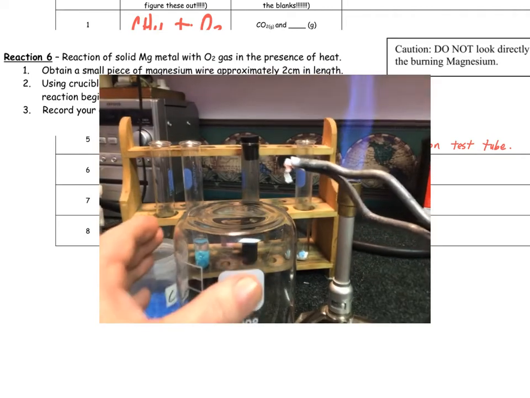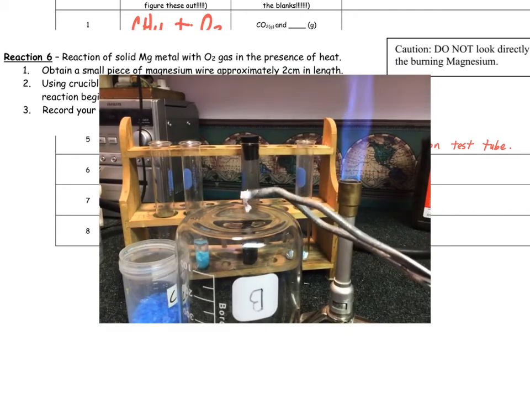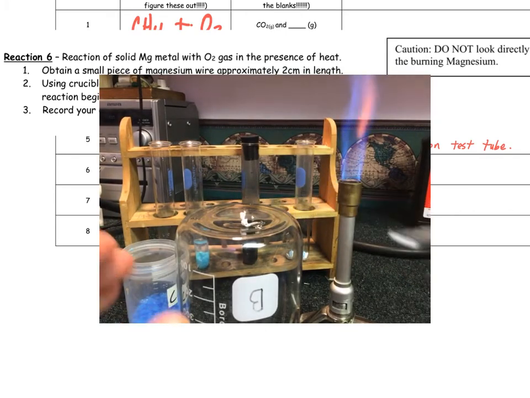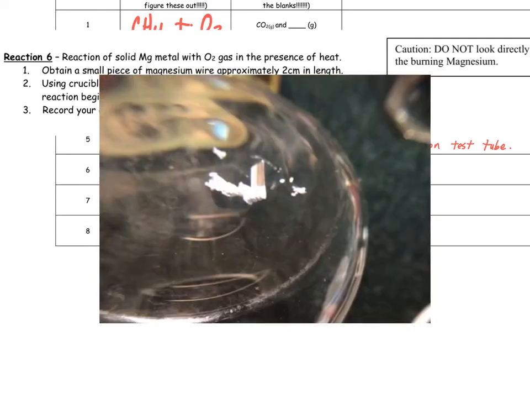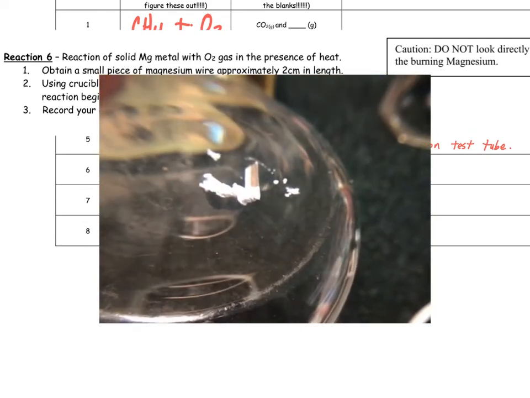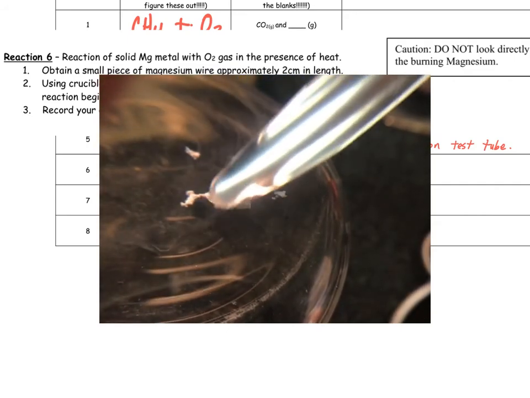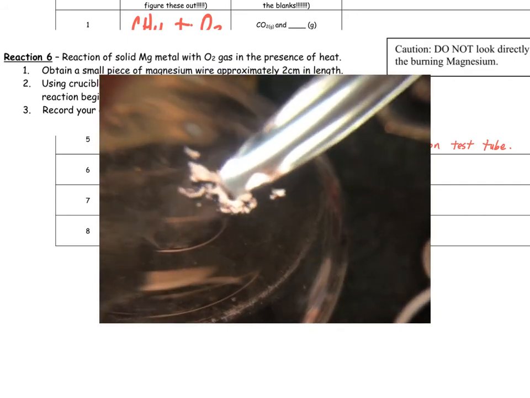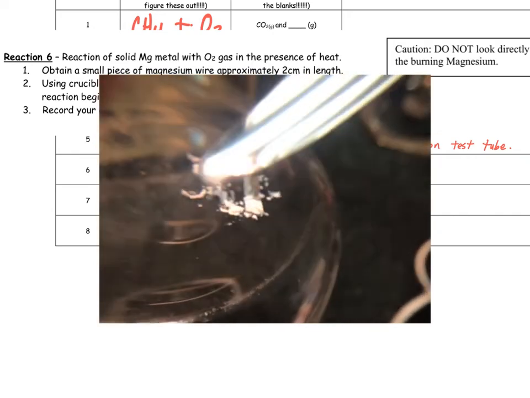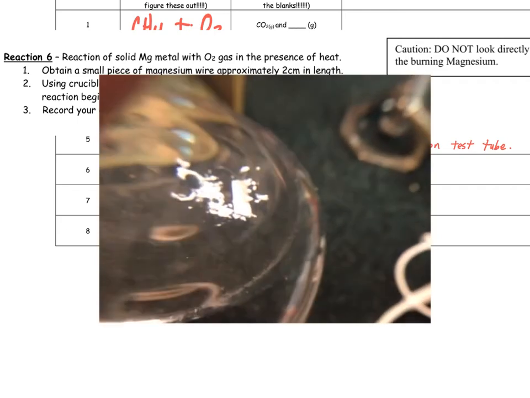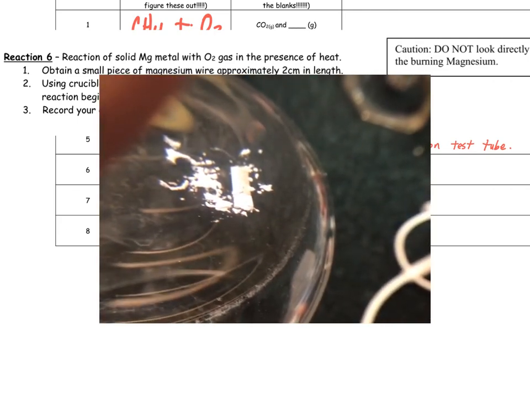Now, here's what happened. It burned, and then the magnesium sort of turned white. All right, let's take a close look at our magnesium metal. It looks like it formed into some kind of white powder. Some of the magnesium is left unburned, and some of it turned into sort of a white powder. What is that white powder?